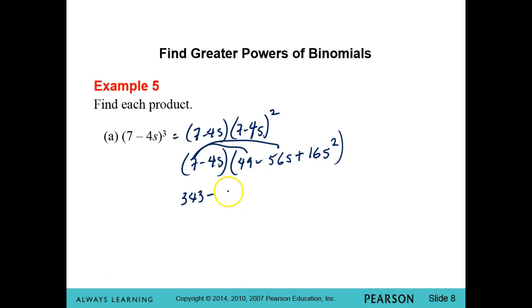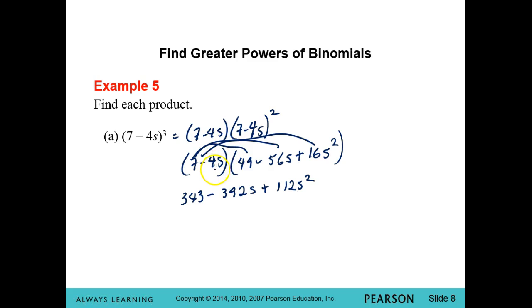392s. A little louder. 392s. Let's see if I agree with that one. Yeah, I'll buy that one. Then the first times the last is plus 112s squared. All right, got the first one done.